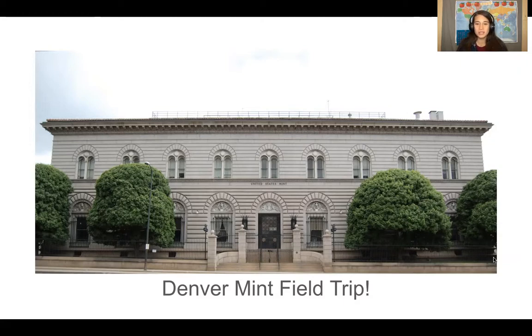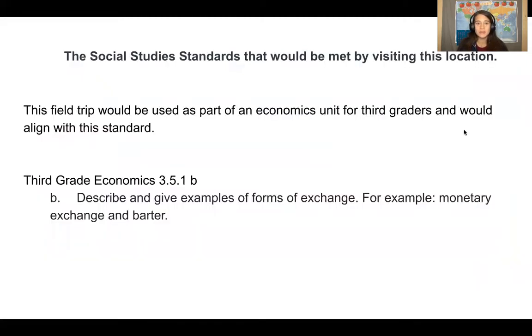Again, I would do this field trip for third grade and it would be used following this standard, which would be used in conjunction with an economics unit. For this field trip specifically, we'd be following the third grade economics 3.5.1b standard, which states: describe and give examples of forms of exchange, for example, monetary exchange and barter.